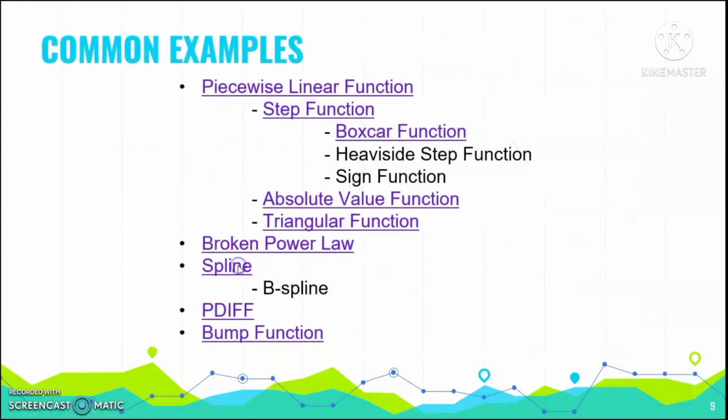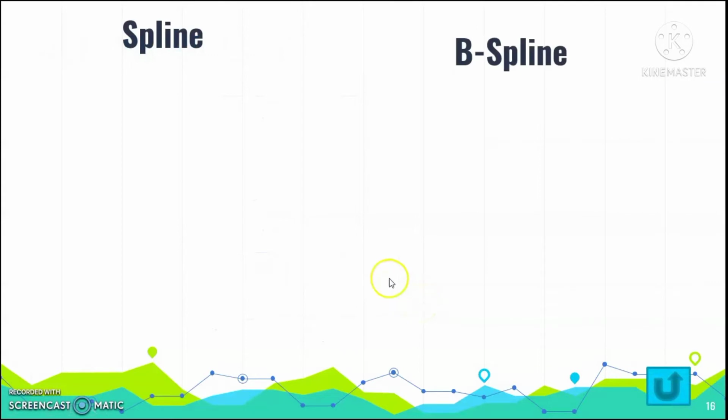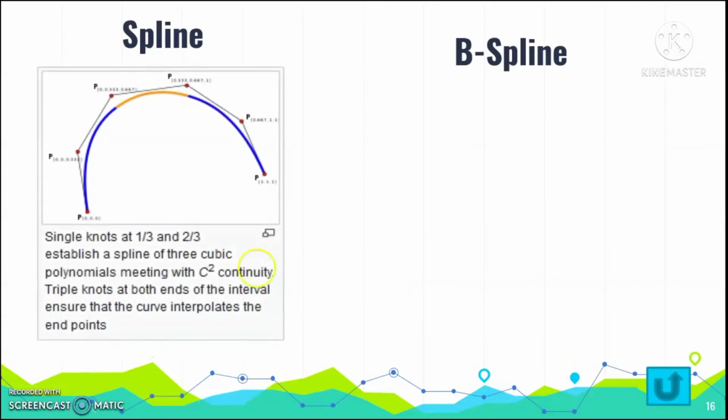We also have here the spline, a piecewise function composed of polynomial functions, possessing a high degree of smoothness at the places where the polynomial pieces connect. So we have here an example of a spline. That is a single knot that establishes a spline of 3 cubic polynomials meeting with C-squared continuity. Triple knots at both ends of the interval ensure that the curve interpolates the end points. So as you can see, we have connecting lines here, that is a piecewise function.